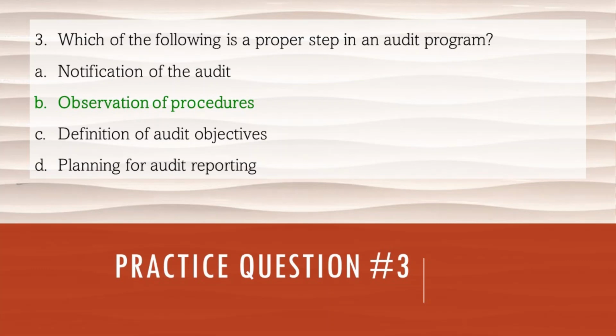Observation of procedures is a typical step that you will find in an audit program because you may want to observe the performance of a physical count where a department member may be counting inventory, or you may want to observe how HR reviews certain documents, such as preparing I-9 forms or providing onboarding procedures to the new hire.